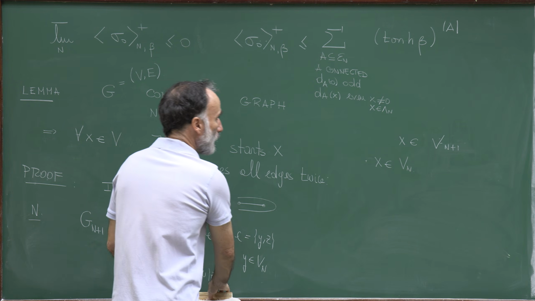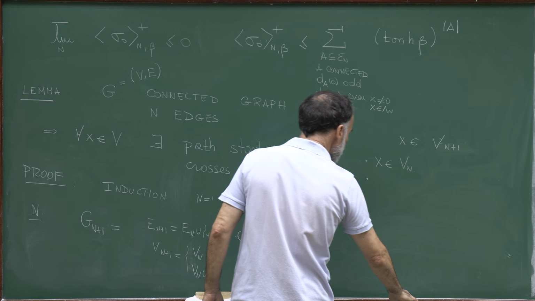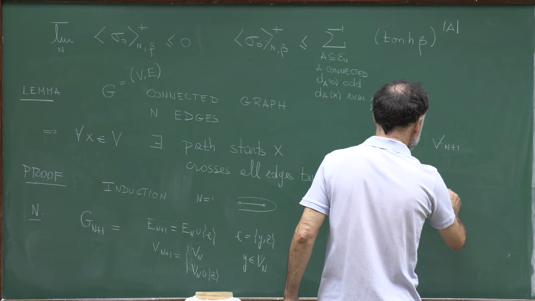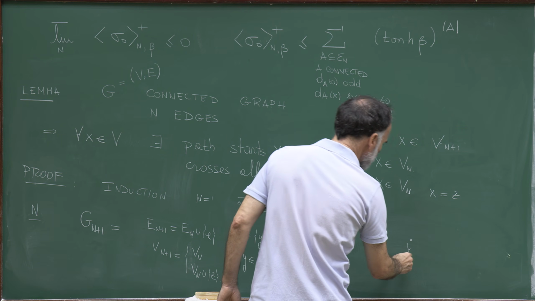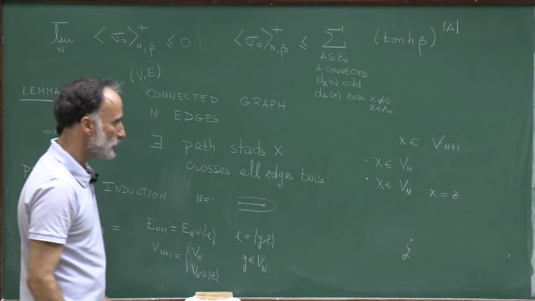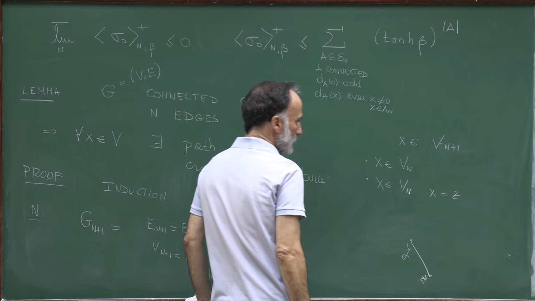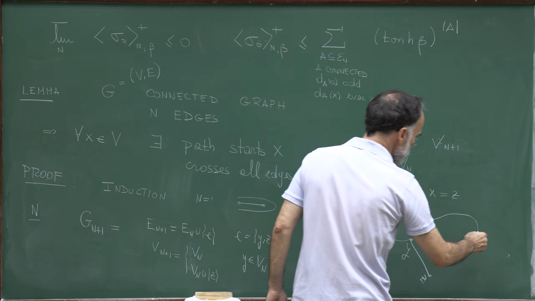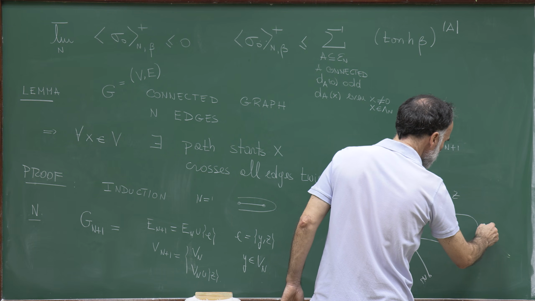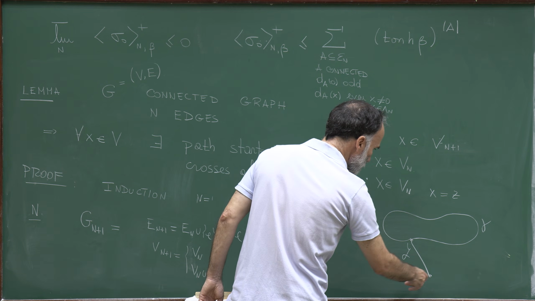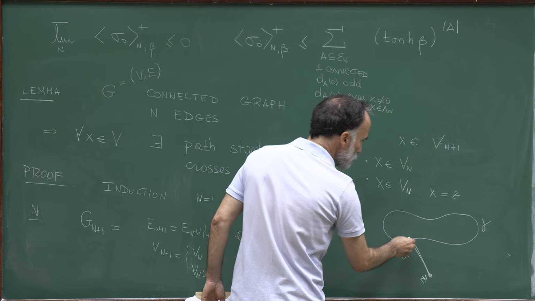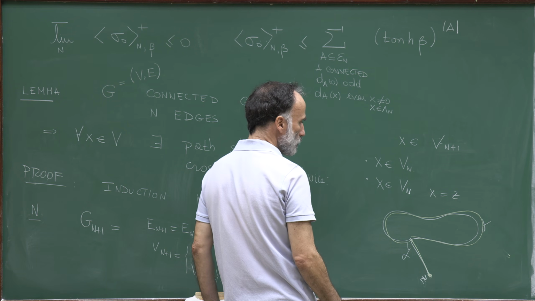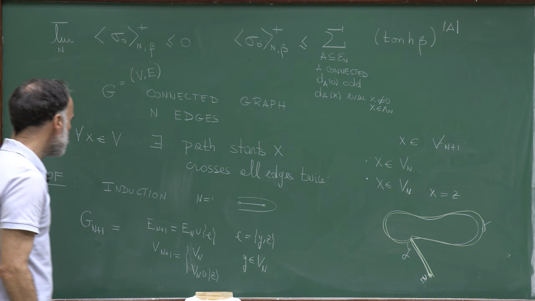Now, assume that x does not belong to V_n. So in our example, x is equal to z. So y belongs to V_n, but z does not belong. But starting from y, by the induction assumption, you know that there exists a path which visits all edges of G_n twice. So this is the path gamma. And now you want to construct a path which starts from z. So you start from z, you go to y, you now follow the path gamma until you return to y. This path visited all edges twice, and now you go back to z and you have the path. So that proves the lemma.